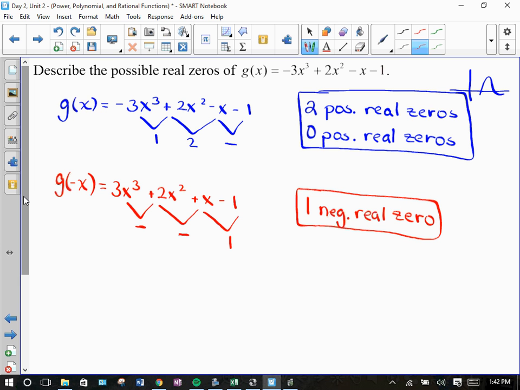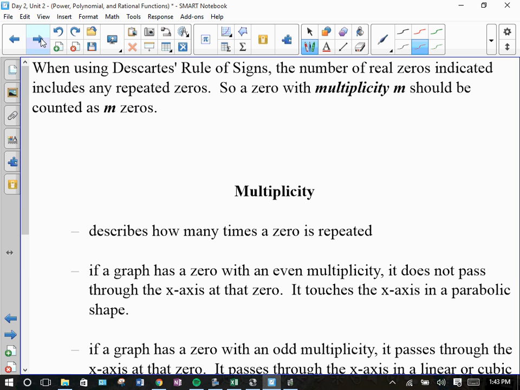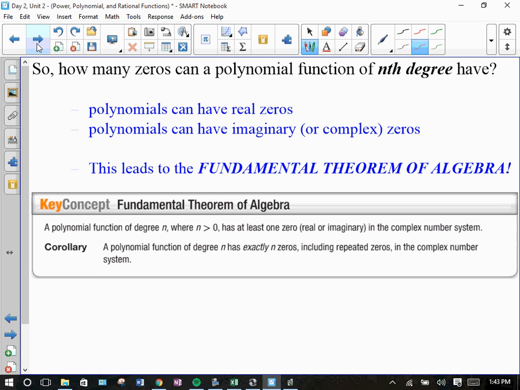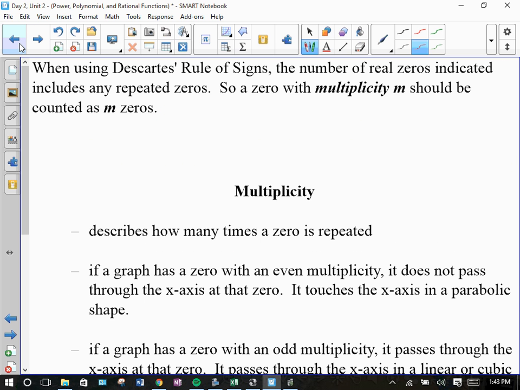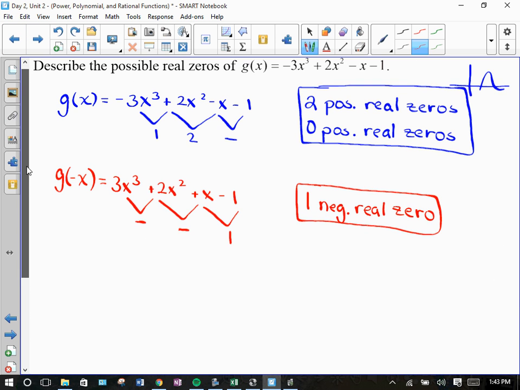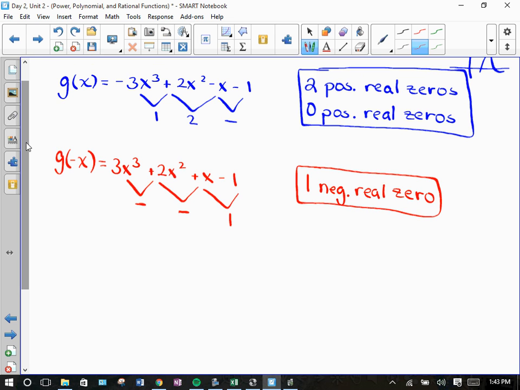So what I like to do here is this. Alright, I'm going to jump ahead. I may talk about this later. So there's these things called imaginary zeros. Alright? So what you can have here is you can have positive zeros, negative zeros, or imaginary zeros.